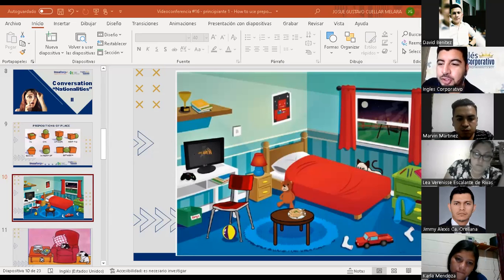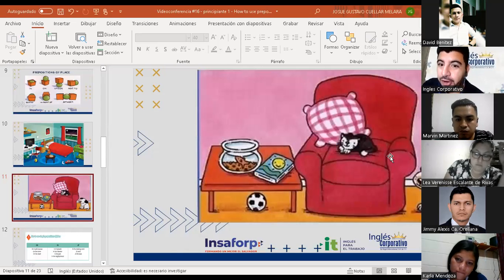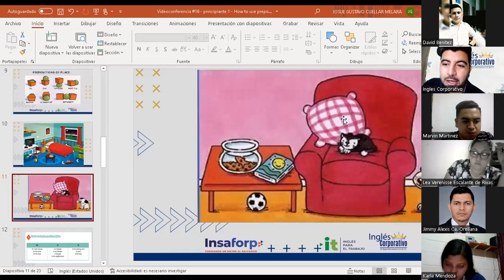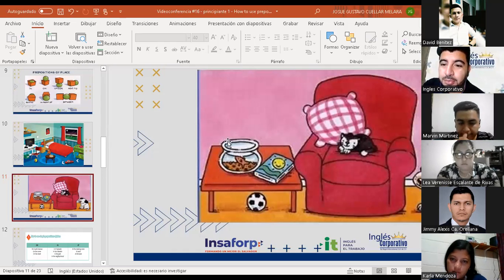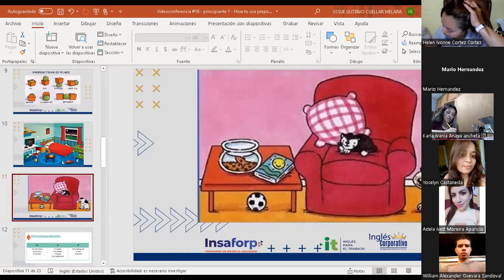And here we have doll, sofa. Así se dice sofá. Se escribe igual, pero se pronuncia sofa. Cat, pillow, magazine, fishbowl, bowl, table. Okay. So you think about it. Let's listen to Catherine and then Flor.